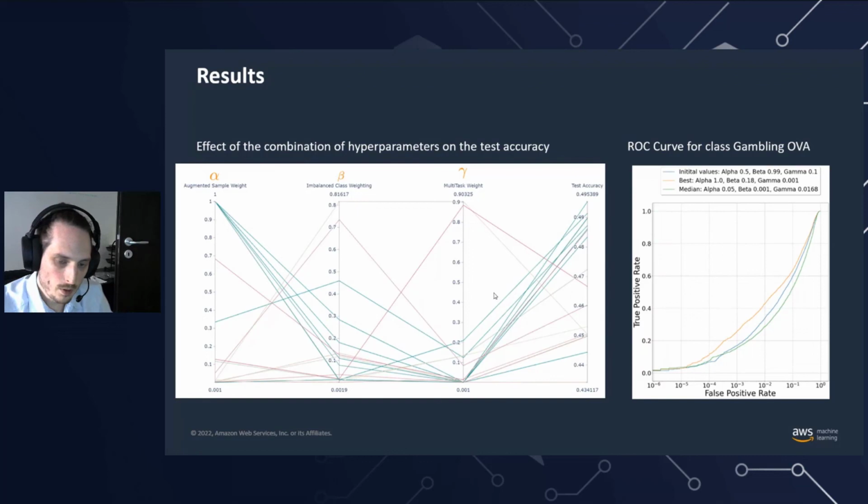And on the right, we have another view on the same results. So it's the ROC curve for the class of URLs of gambling in a one-versus-all setup. So the blue curve shows our initial guess, where we picked alpha as 0.5, beta close to 1, gamma 0.1, and the hyperparameter tuning showed that it can be improved greatly. So at 10 to the -2, it improved roughly 10%, which in a sense gained us a significant boost in performance.